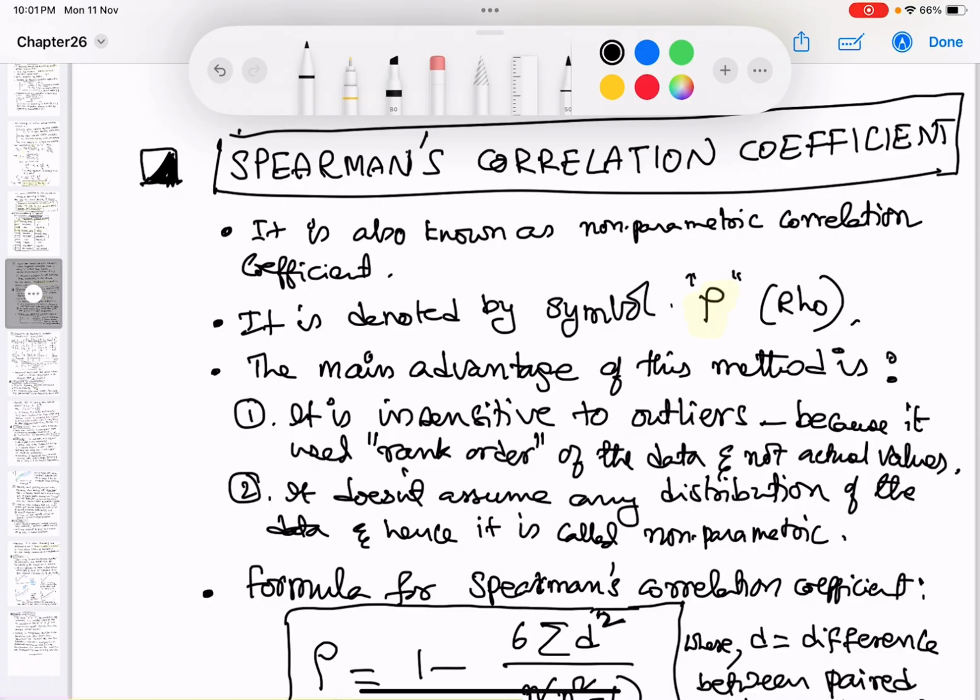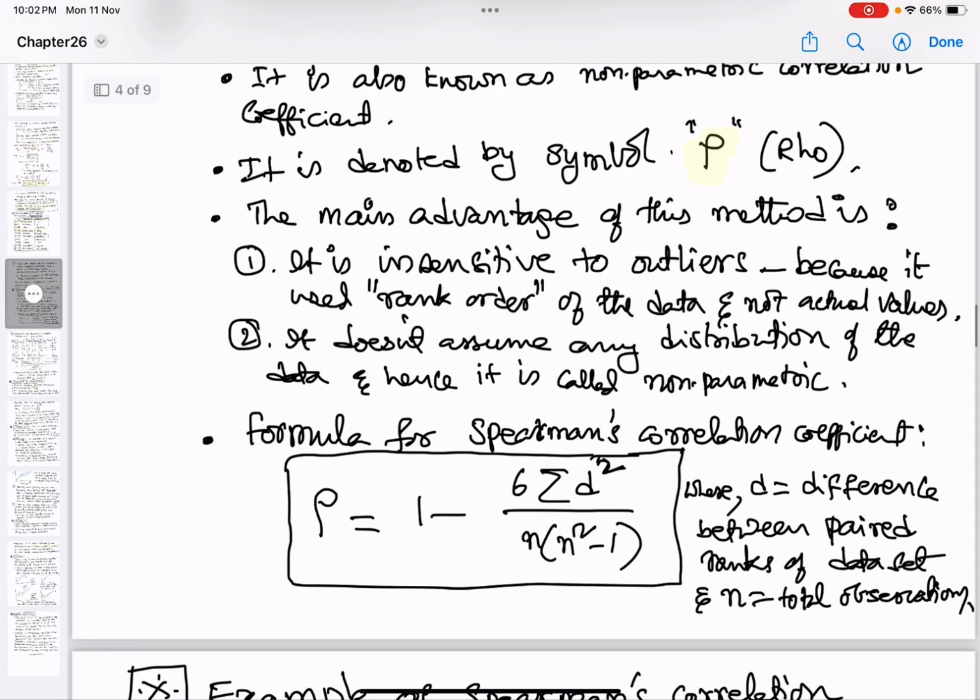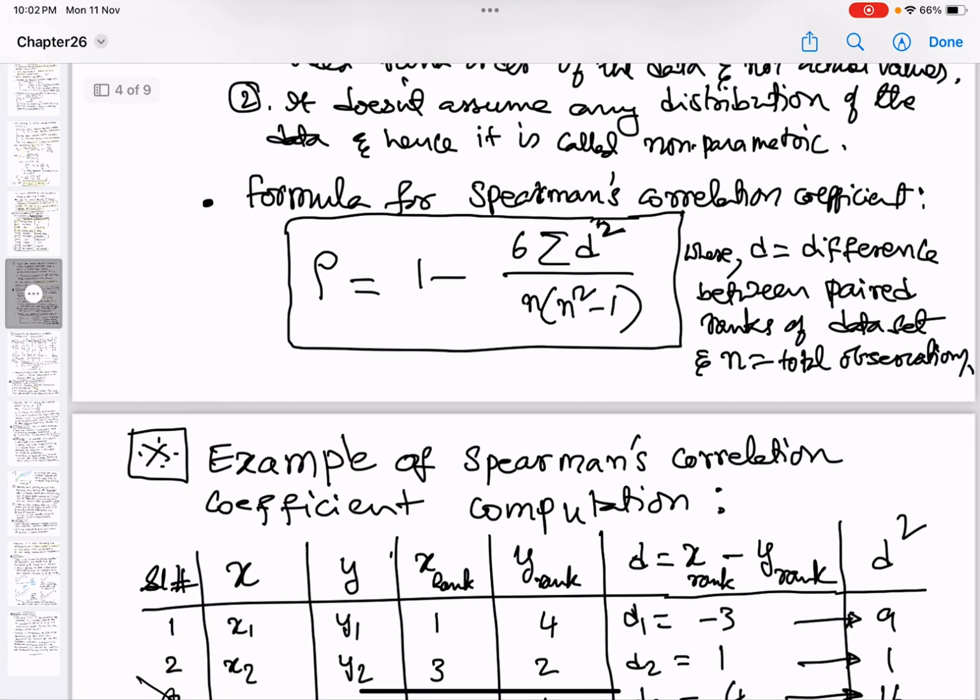It doesn't assume any distribution of the data, and hence it is called non-parametric. Why are we calling this non-parametric? Because we are not taking any assumptions into account, whereas in Pearson's correlation coefficient, we took an assumption that they are linear in nature. So that is the biggest advantage. The formula of Spearman's correlation coefficient is rho = 1 minus 6 times the summation of d squared divided by n(n squared minus 1). Now what is d representing? d is the difference between the paired ranks of the data set, and n is obviously the total number of observations.